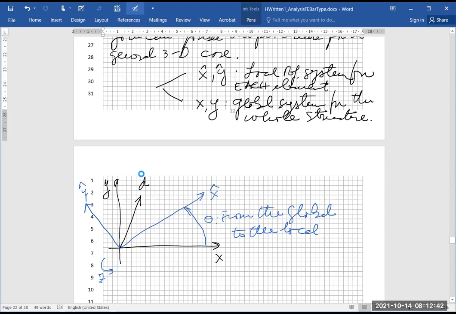This is D, this is a vector. And immediately you can recognize that this is dx. So this value is dx. And again, this is going to be dy.